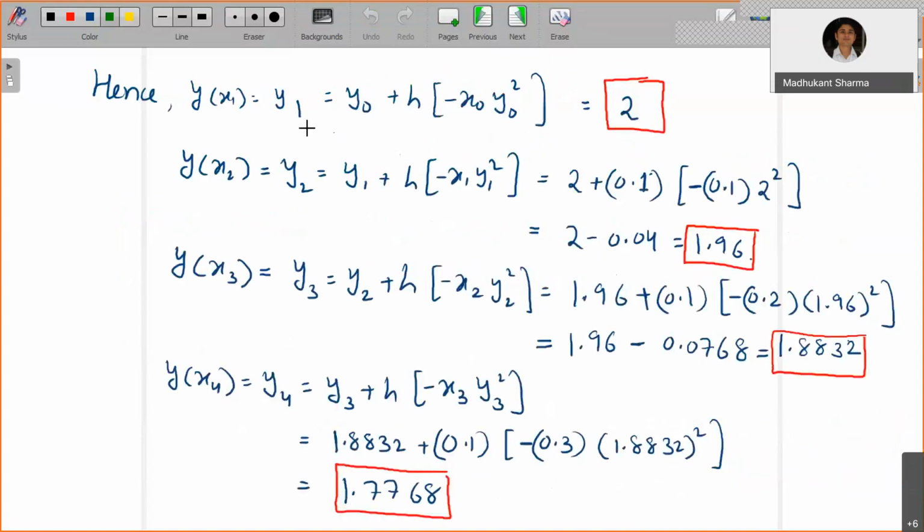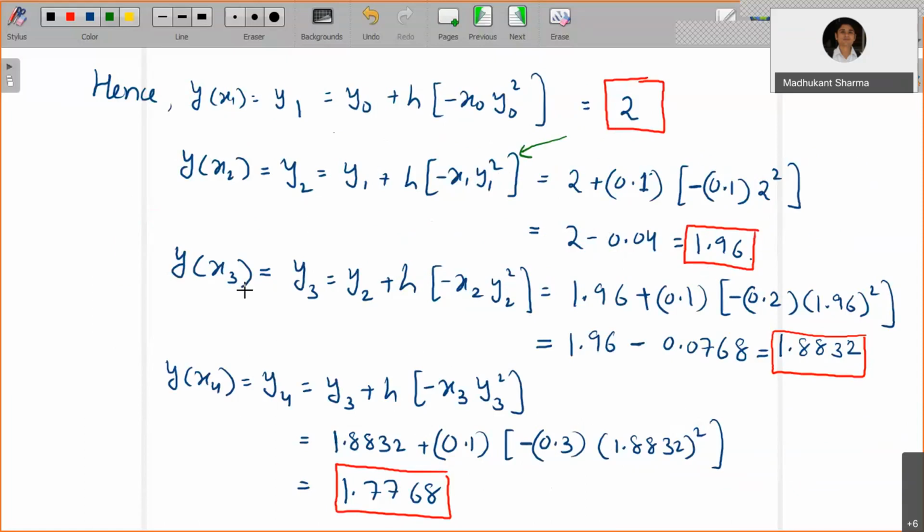So what will be the values? y at x1, y1 is equal to y naught plus h times, replacing k equals 0. Then you substitute x naught value 0, so there is no contribution from the second term. y naught value is 2, so we get this. Now y at x2, y2, here k equals 1, so x1 times y1 square. Now x1 is 0.1 and y1 is 2, so you have to use this value here, and then evaluate using a calculator. So the final value for y2 is 1.96.